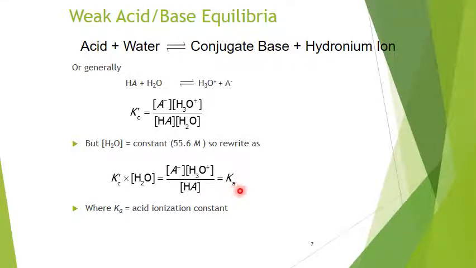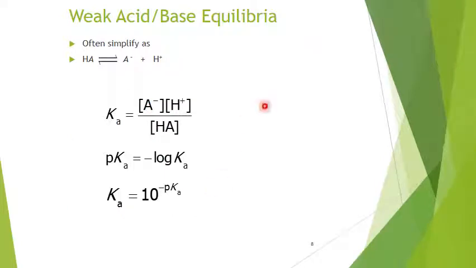And Ka is what we're going to be looking at from now on, and it's going to equal the conjugate acid times the H plus over the amount of acid that we started out with. We can simplify it as simply the acid splitting up into its conjugate acid and H plus, and rewrite the equation as this. Either one is fine.